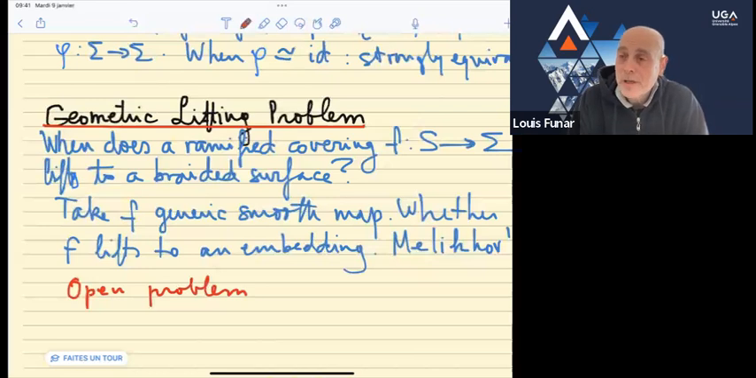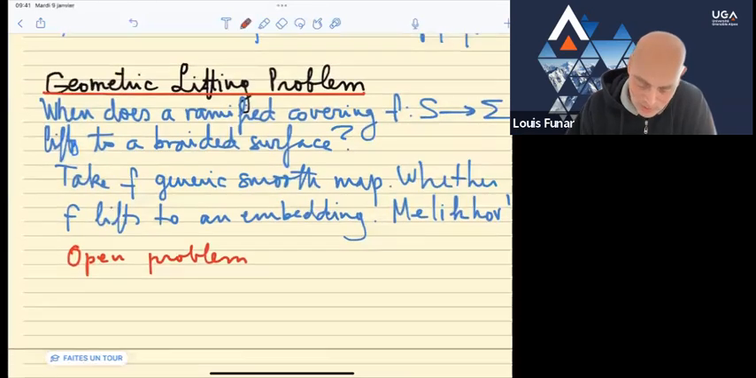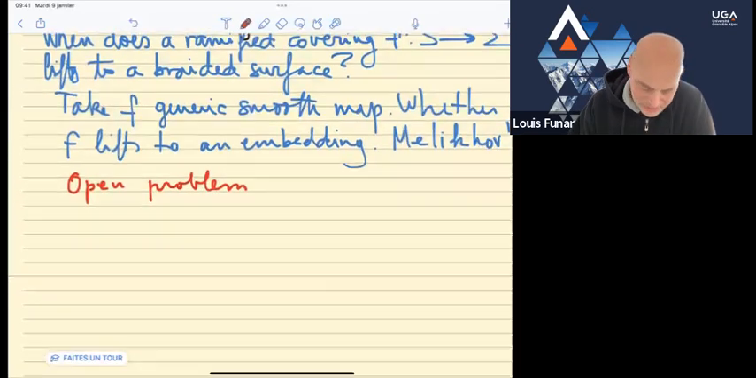This question was explicitly raised by Sergei Melikov, for instance in a paper in 2015. But there are a lot of results in the Russian School of Mathematics around it. So I think you know better than me here, so I will stick to what I know, namely the case of braided surfaces.